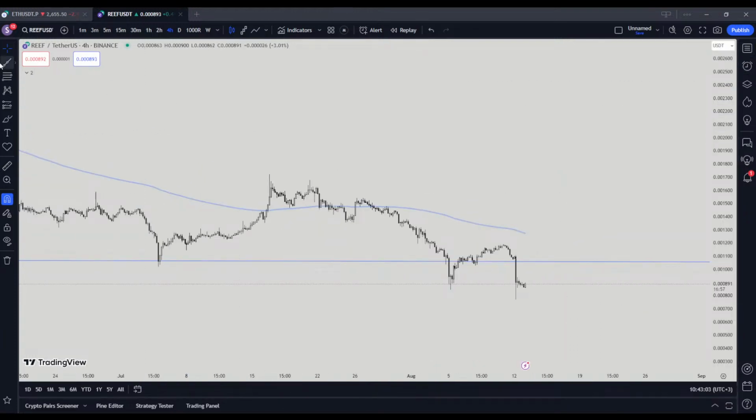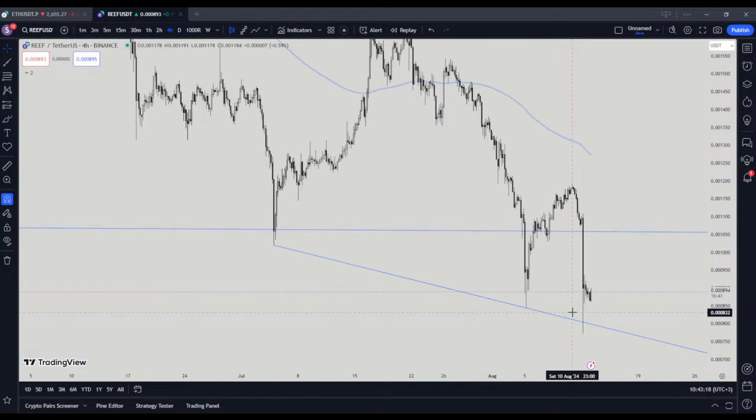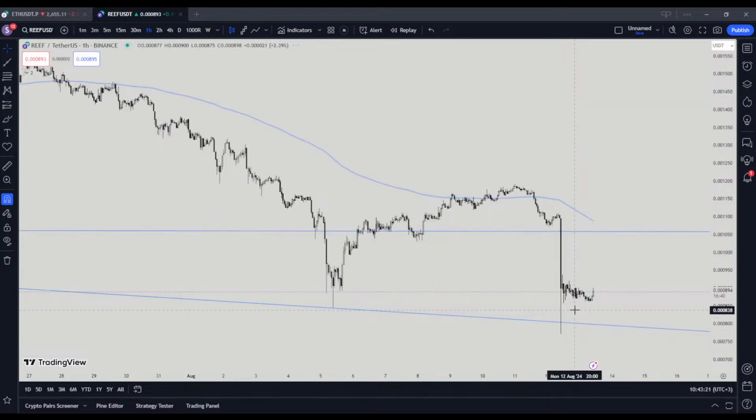So technically we have a triple tap setup here, but I don't know what the heck is going on with this dump here on 4 hours. It's a little bit too aggressive. The other coins didn't have this dump. What are they doing to this one? I don't like it, Andre.